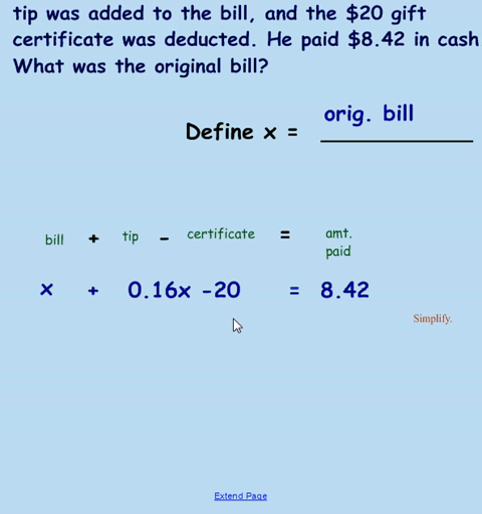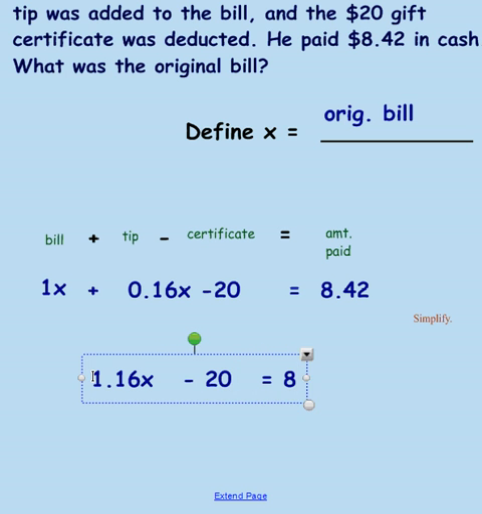There are a couple ways to do this, but what I like to do first is combine these together. I'm going to throw a 1 in front of this x, and that's going to help us out, because we're going to add 1 and 16 hundredths. If you don't trust yourself, grab a calculator, and you're going to get 1.16x. Then you have that minus 20, and that should all total to $8.42.